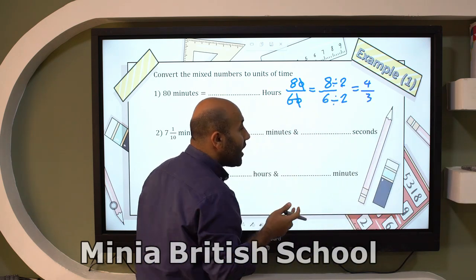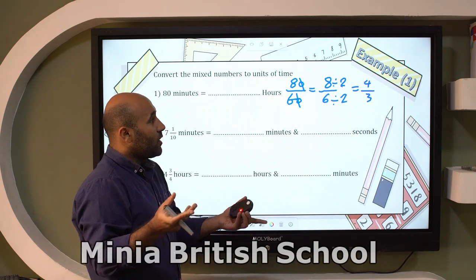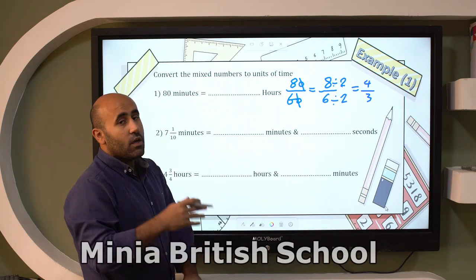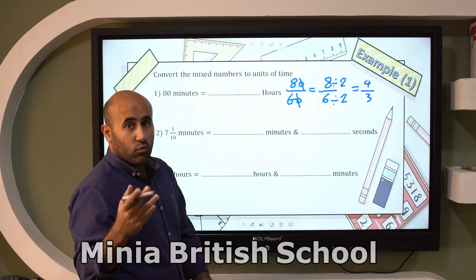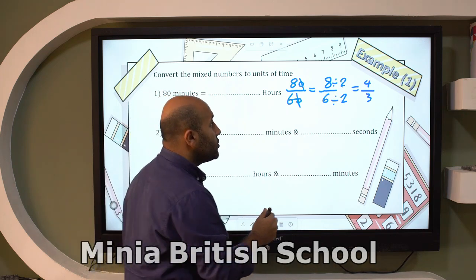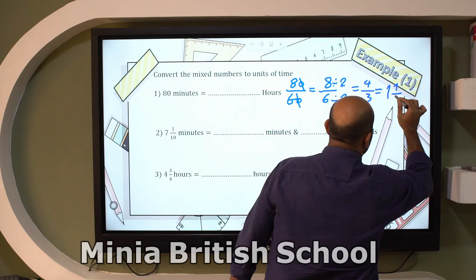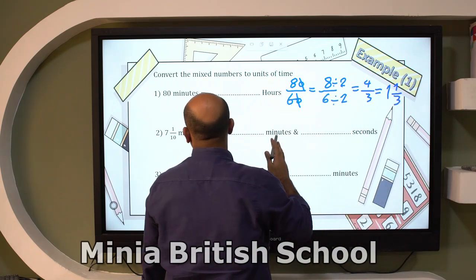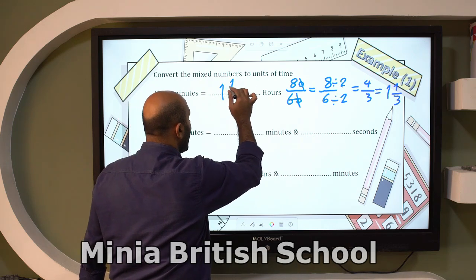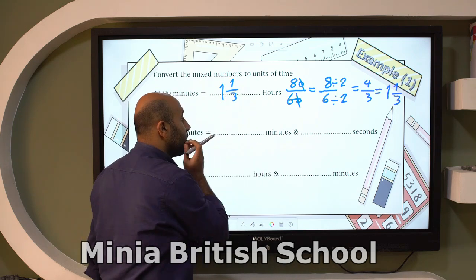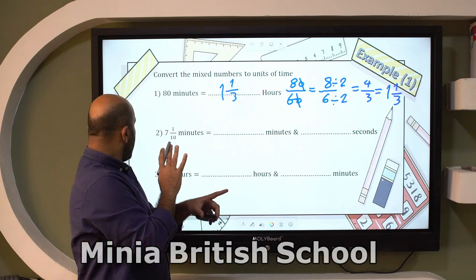4 over 3, I can convert it into a mixed number. How? By many ways. One of them, just like the division. 4 divided by 3, so it will be 1 and the remainder 1. So it will be 1 and 1 over 3. So 80 minutes will be 1 and 1/3 hours. Is it clear for you? Good. Let's get to the second one.